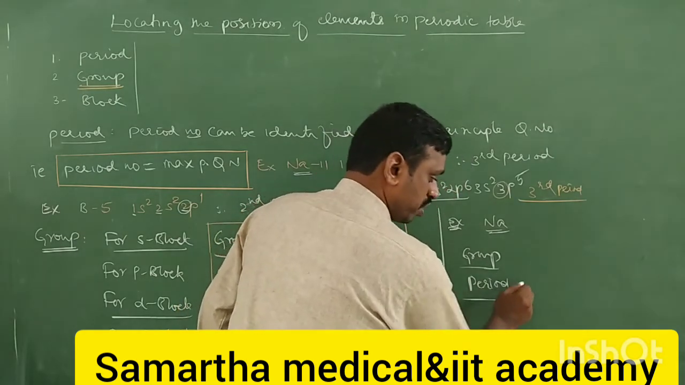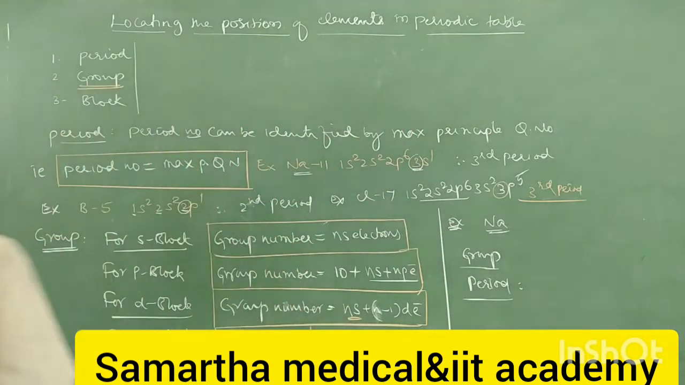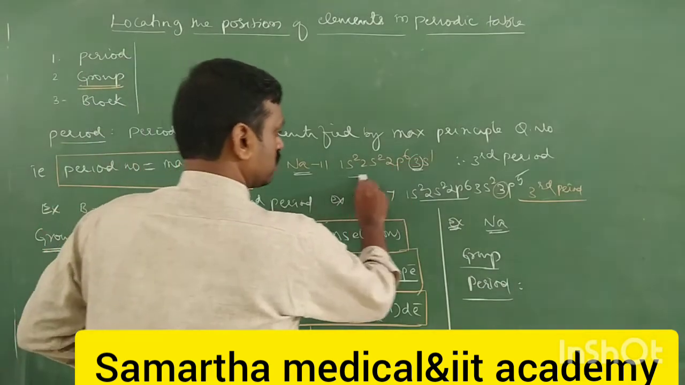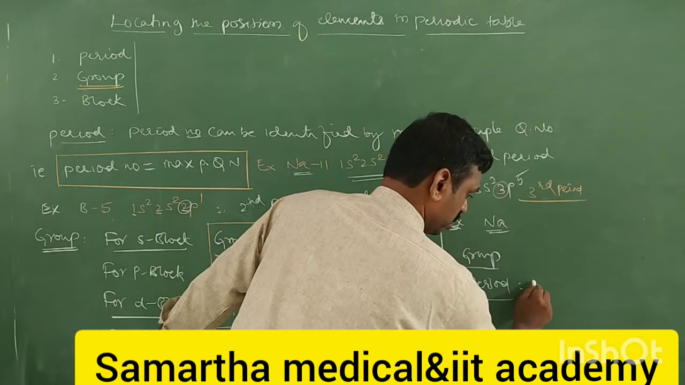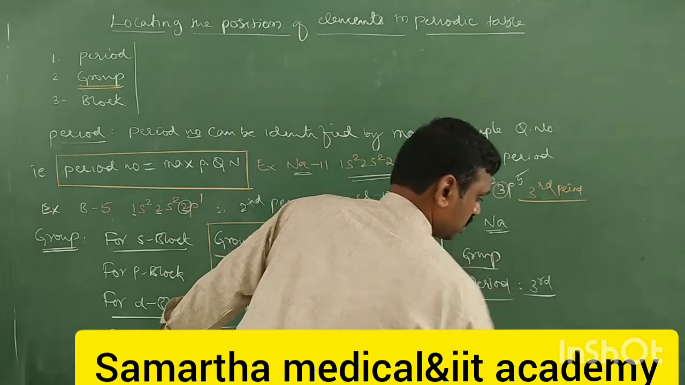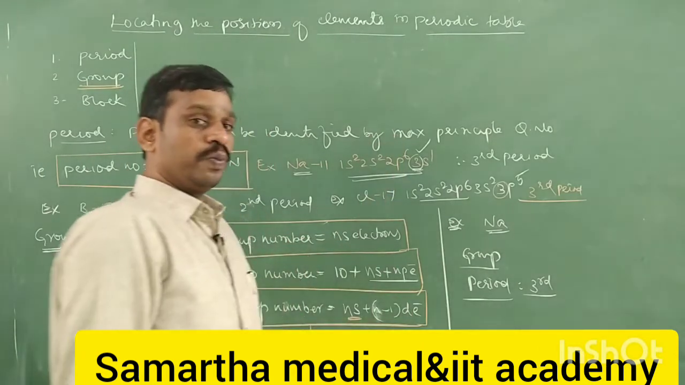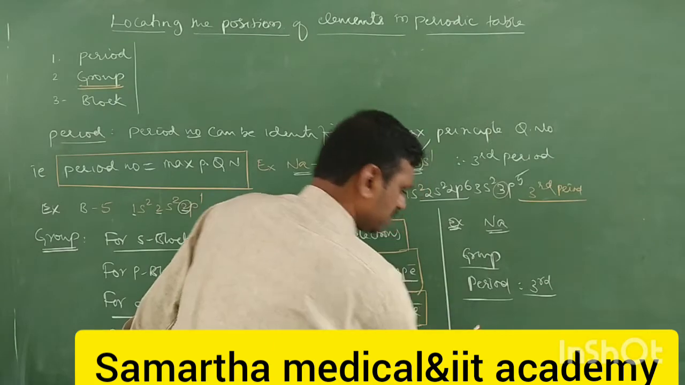Now we have seen electronic configuration, and it is already written here. The period is third, the maximum principal quantum number. Then tell me the group. First group. Right. And moreover, can you tell me which block it is?